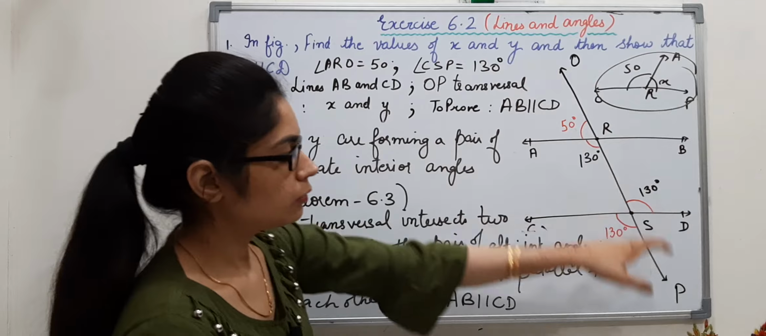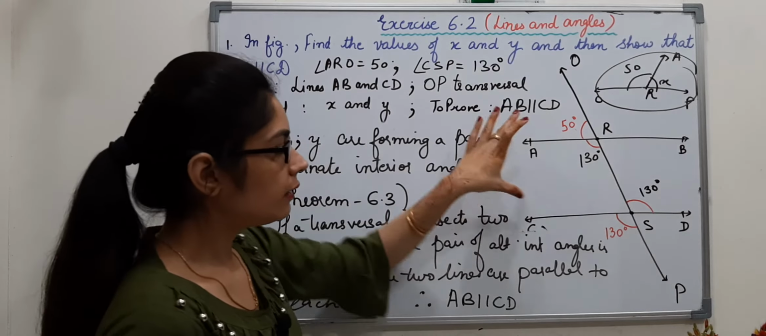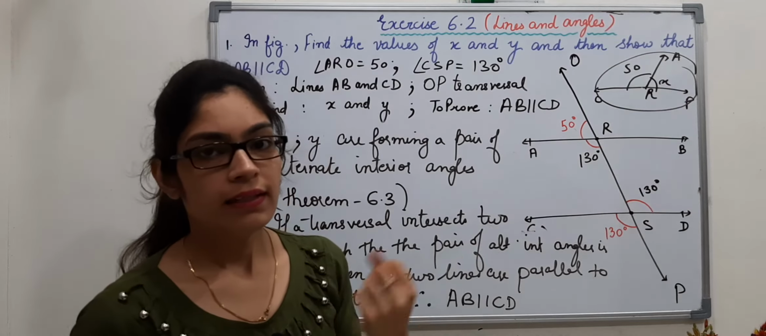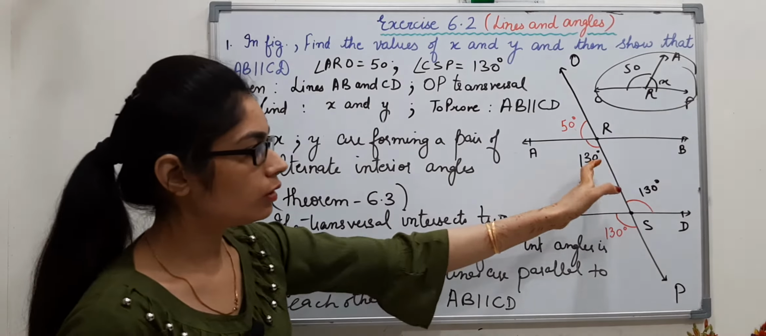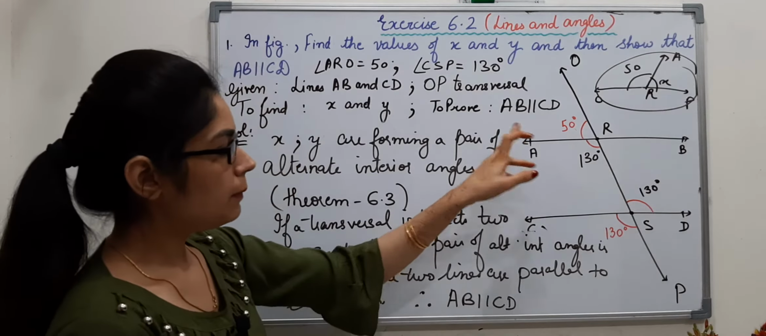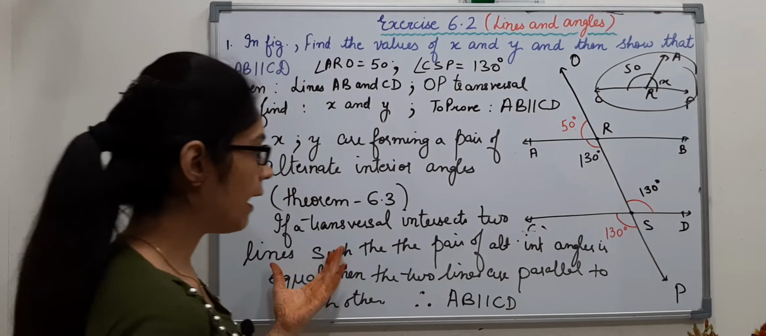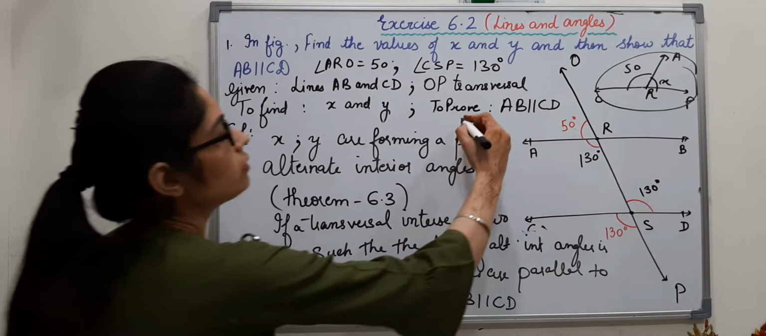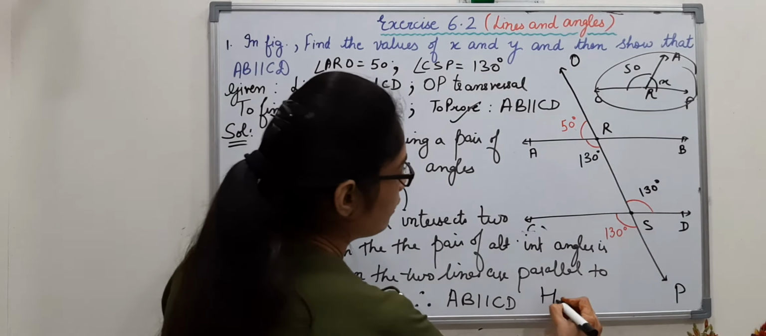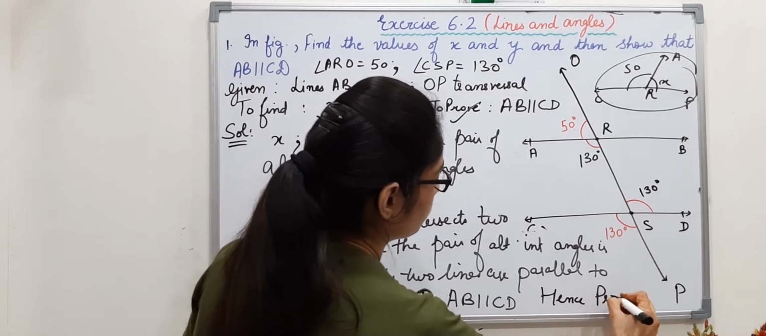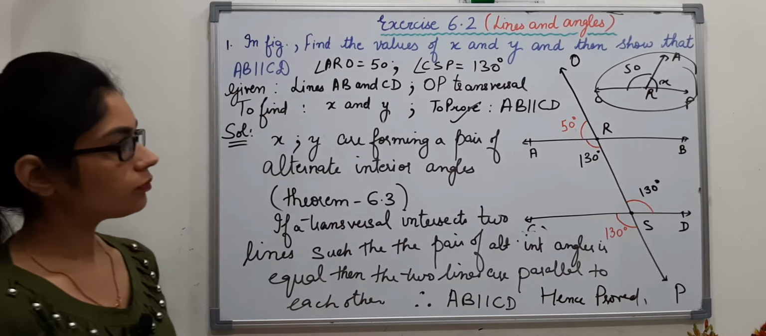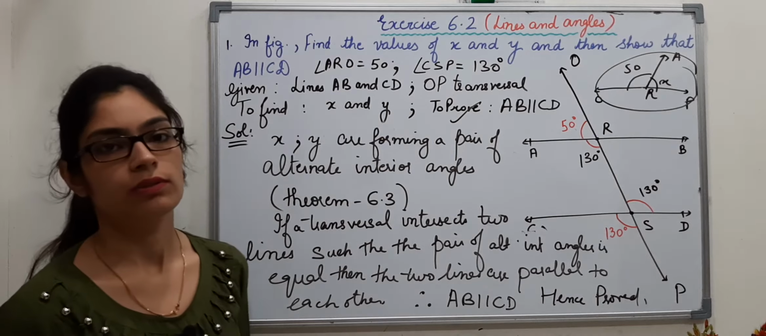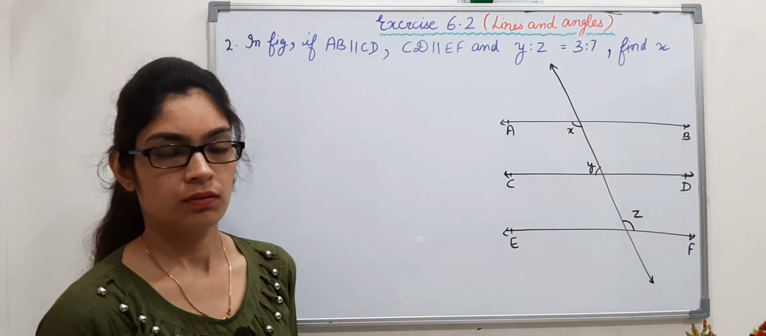See, this is transversal OP and it is intersecting these two lines, and now we can see also that the pair of alternate interior angles is also equal. Therefore AB is parallel to CD as per theorem 6.3. I have written the full statement also. So this is also proved. Now we can write hence proved. We have found the values of x and y also and we have proved this also. Now let's do the next question.